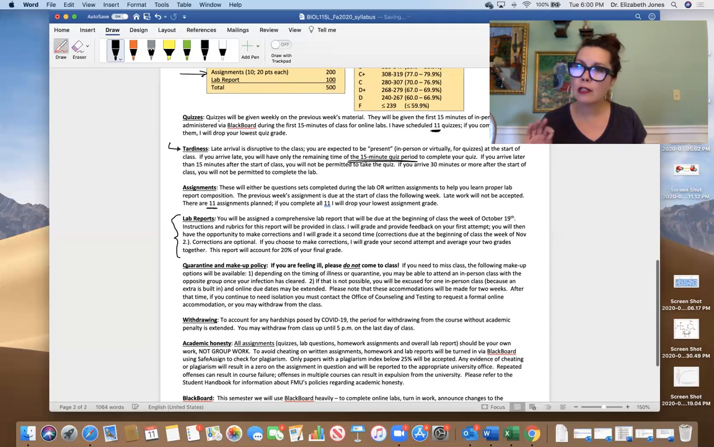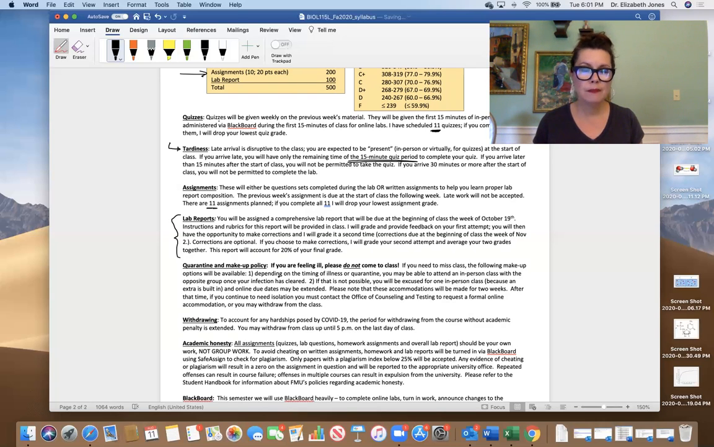Okay. Let's talk a little bit more about quarantine and makeup policies. If you're feeling ill, please do not come to class. We want you to stay home and be well. We don't want to spread this to our fellow students and professors, so stay home if you do not feel well, okay? If you need to miss class, there's a couple of different ways that we can make things up for you.